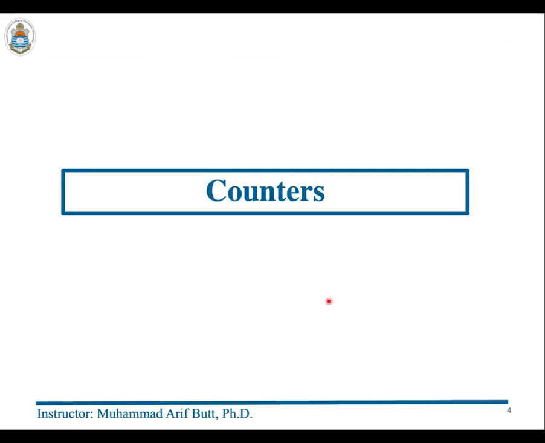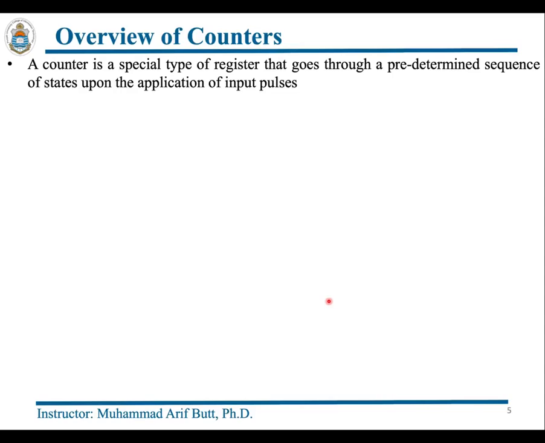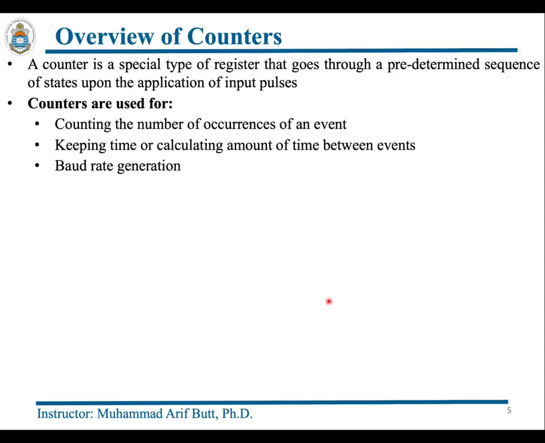So before we start our discussion on the program counter register, let us have a quick overview of counters. Dear students, a counter is a special type of register that goes through a predetermined sequence of states upon the application of input pulses. And counters are normally used for counting the number of occurrences of an event, keeping time or calculating the amount of time between events, and for baud rate generation.